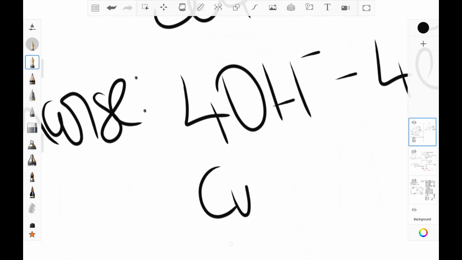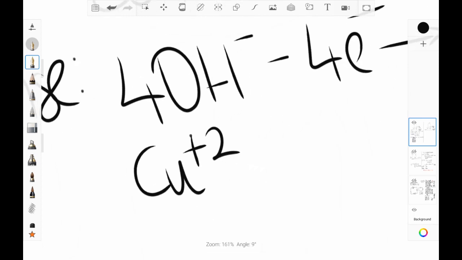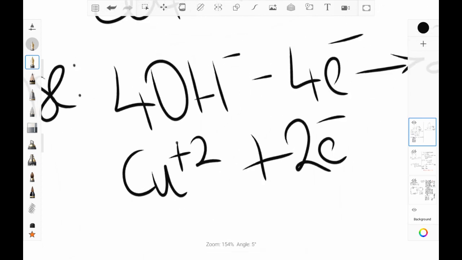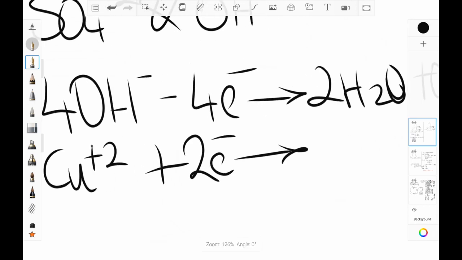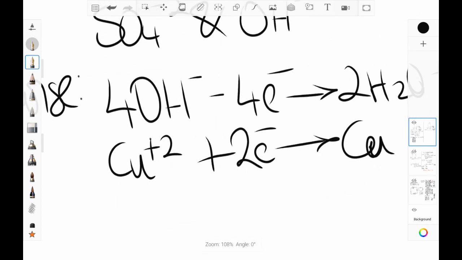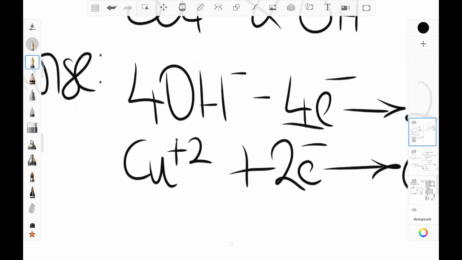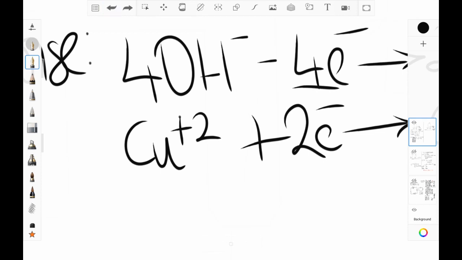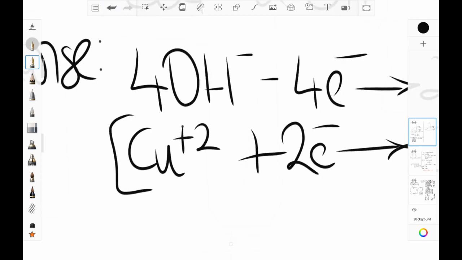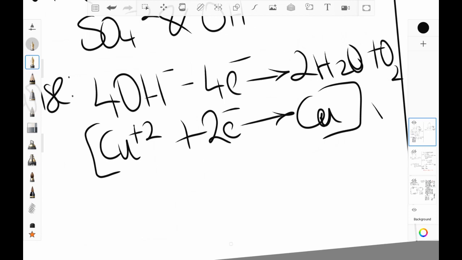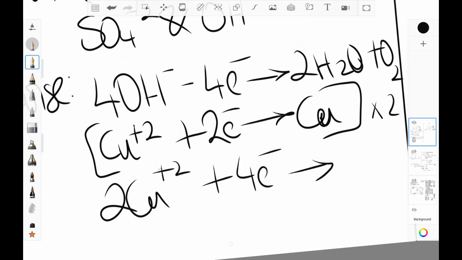And at the cathode, copper ion is above the hydrogen ion, so it's going to discharge. You have Cu2+ plus 2 electrons forming copper, right? And again, I want you to remember that these two have to have the same coefficients. So you just take this whole thing and multiply it by 2. So you end up with 2 copper ions plus 4 electrons, giving you 2 copper atoms.